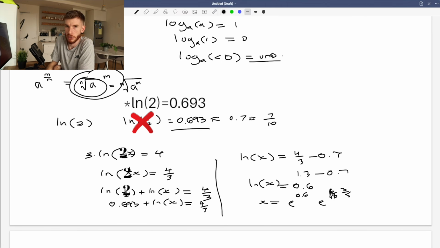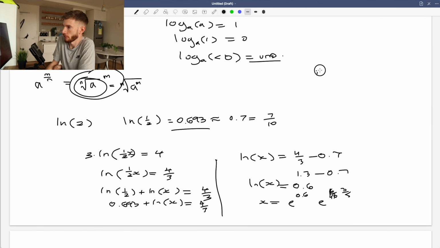So that brings me then to another thing, which is when you're switching between logs and exponentials, the easiest way to do it, at least this is the way that I always teach it, is base to the answer is equal to the bracket.